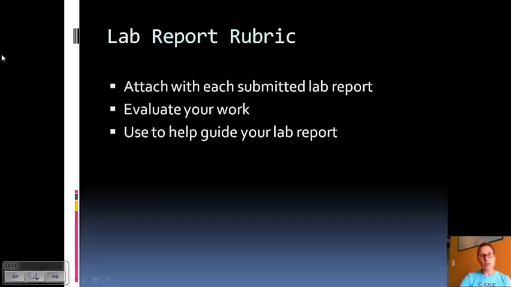The last thing you're going to do before submitting your lab is fill out the lab report rubric. So you're going to attach a copy of this with each submitted lab report. You can either make it the last page or you could attach it separately. And you're going to evaluate your own work. So when you look at the rubric, you're going to highlight where you think you fall for each category. And this is to help guide your work on the lab report. So let's take a look at an example of that.